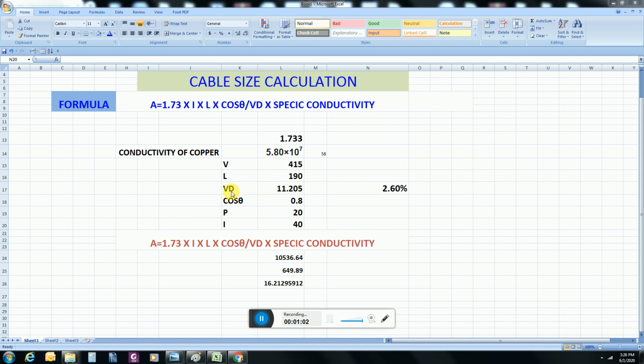Voltage drop, remember one thing: for a final distribution board, voltage drop should not be more than 2.60. It should be less than 2.6. The maximum value should be 2.6. 2.60 percent of 415 means it will be 11.205.